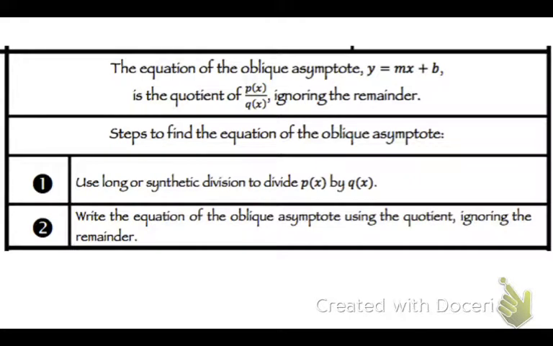Now, the equation of an oblique asymptote is y equals mx plus b, which is the quotient of P of x divided by Q of x, just ignoring the remainder. We just don't even deal with the remainder. And then you just use long division or synthetic division to divide P of x by Q of x. Write the equation of the oblique asymptote using the quotient, ignoring the remainder.